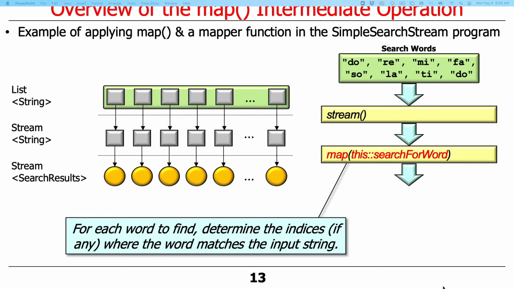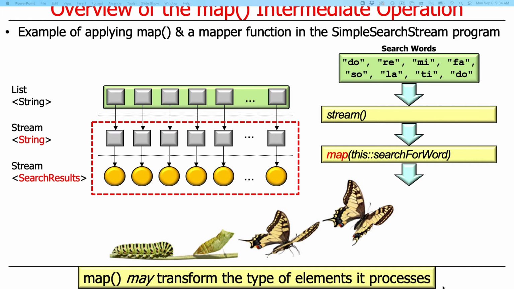So here, as you can see, we've taken our list of search words and we've turned it into a stream of search words, and then we apply map, and for each of the words, map is going to create a search result that'll indicate where that word appears, or where that word appears with a plural, there's more than one match, in the input stream. And that is changing the type. So you can see that map may transform the type of the elements it processes, like a caterpillar going to a butterfly, right? It's changing from one type of thing into another.